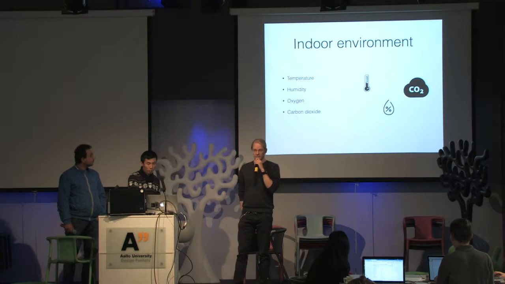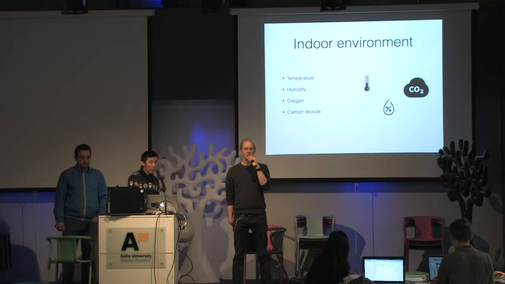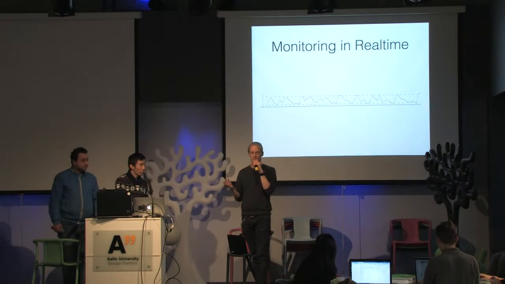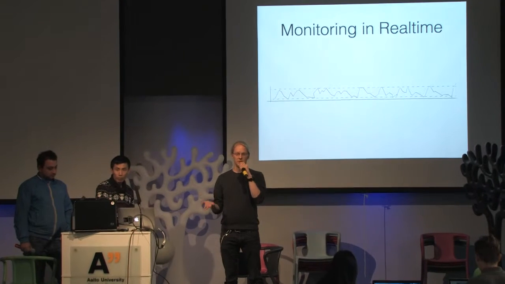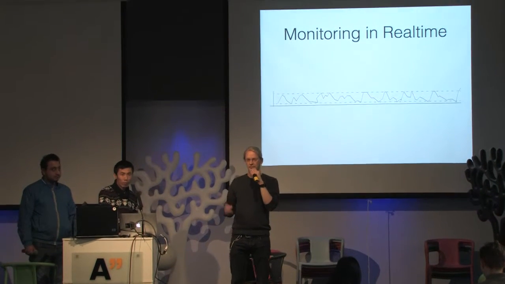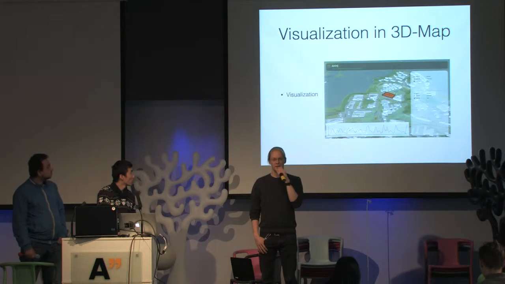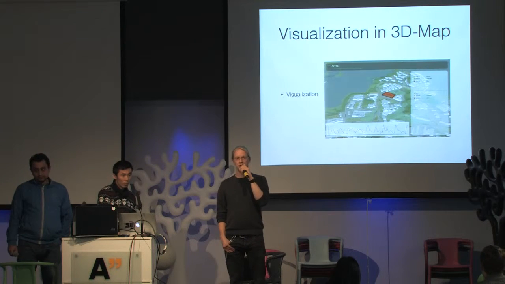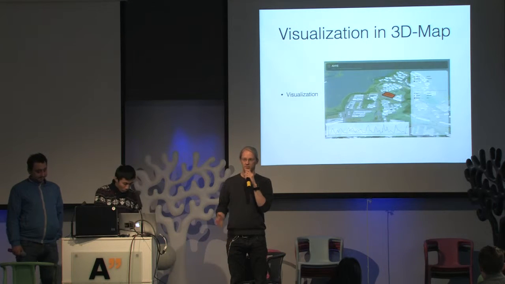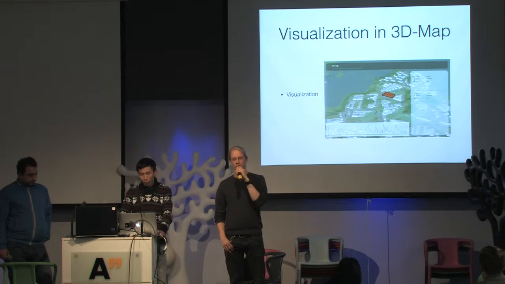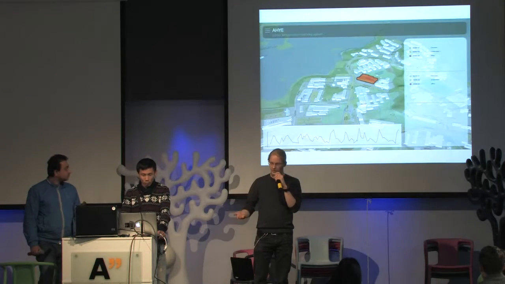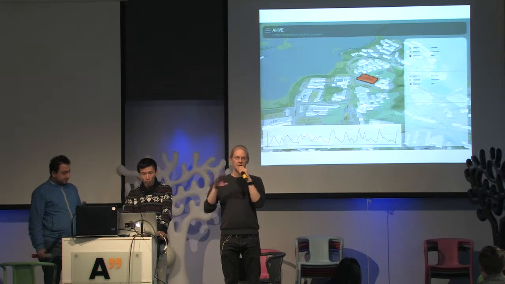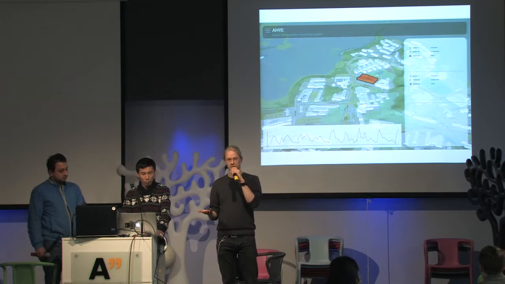For the indoor environment, for example, the things we would be interested in are temperature, humidity, oxygen, and carbon dioxide. With these parameters, we would like to see how they could be monitored in real time. That would be the idea. And as we have nice 3D technology available, we could use visualization in different ways. We were still figuring out the final idea of how to present the data. But basically, we would have a building selected and then some data shown about that specific building.